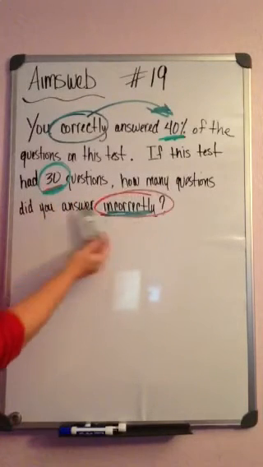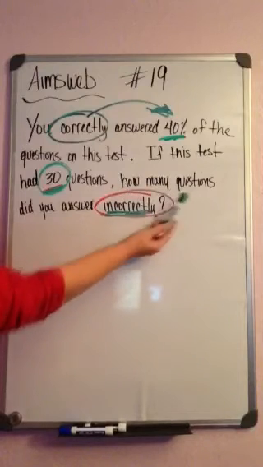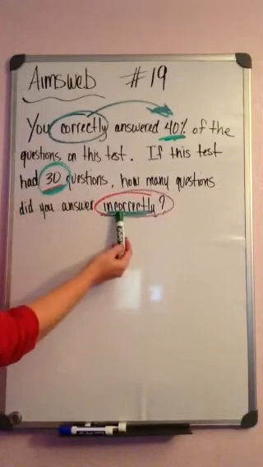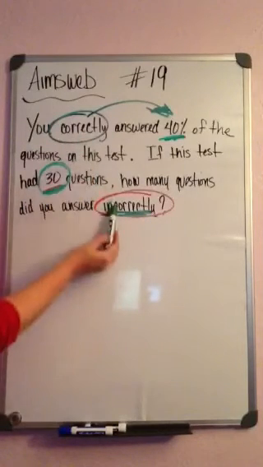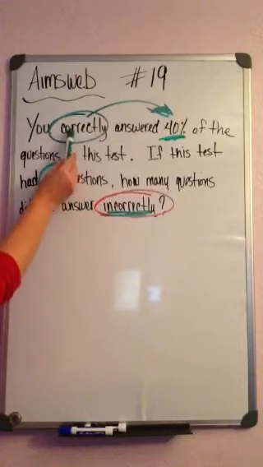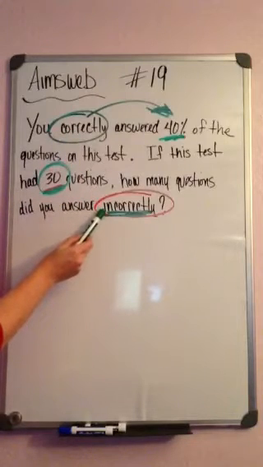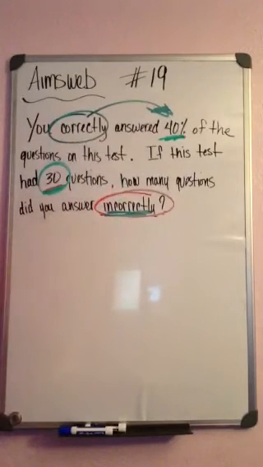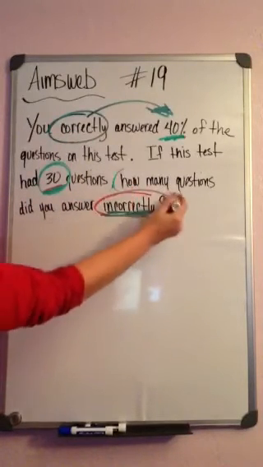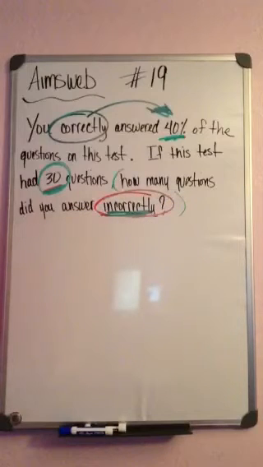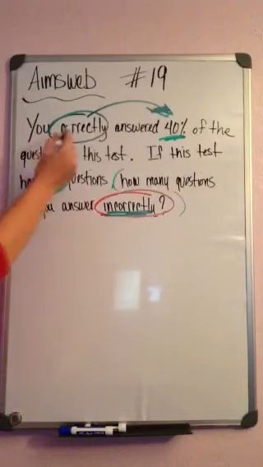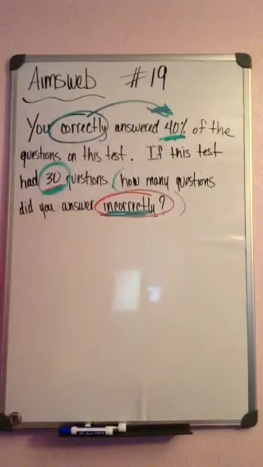But here in the main question, how many questions did you answer incorrectly? It's the opposite of what it started, so that means you need to do the opposite. You need to do what the question itself is asking, and there is the question itself. So, if you answered 40% correct, how many did you answer incorrectly?